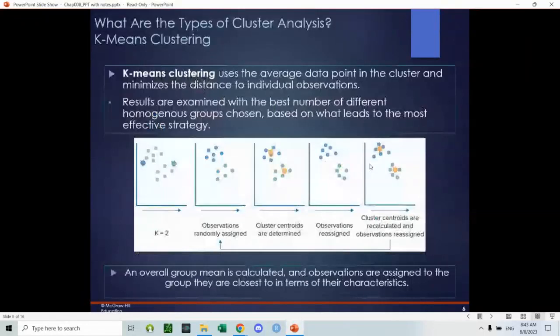The first step in a k-means clustering algorithm is to determine the initial k clusters. It is best to begin with a data set in which each variable is measured the same. Next, the observations are randomly assigned, the cluster centroids are determined, and the observations reassigned. Following that, the cluster centroids are recalculated and the observations are reassigned. The results are examined with the best number of different homogeneous groups chosen based on what leads to the most effective strategy. An overall group mean is calculated, and observations are assigned to the group they are closest to in terms of their characteristics.